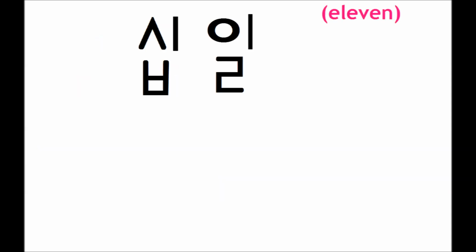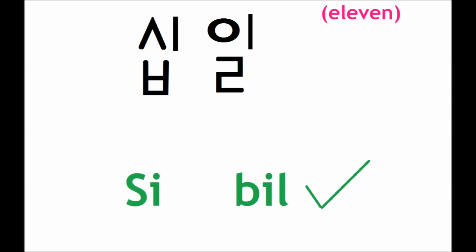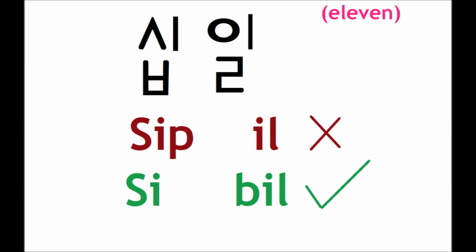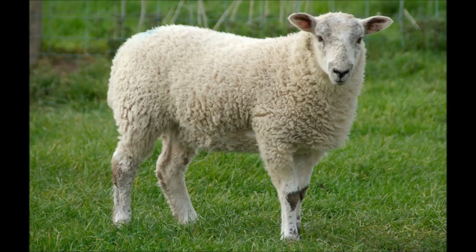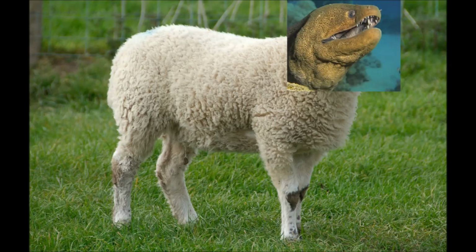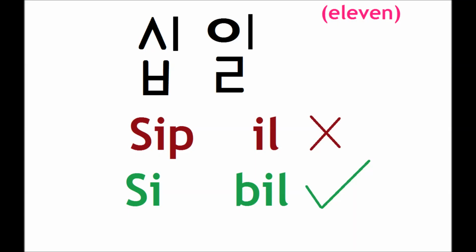Now let's look at an example of an actual word. This is Korean for the number 11. Shibil. It is meant to be pronounced she-bil, not sheep-eel. Shibil. Sheep-eel? No, definitely no. Ew. Shibil.